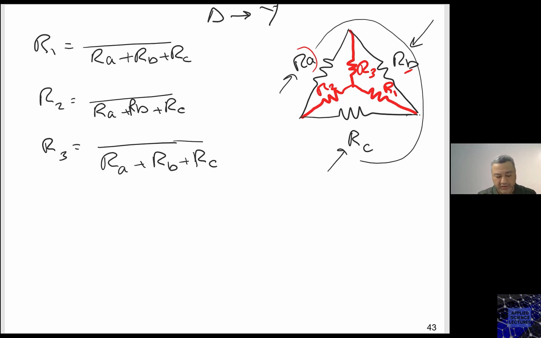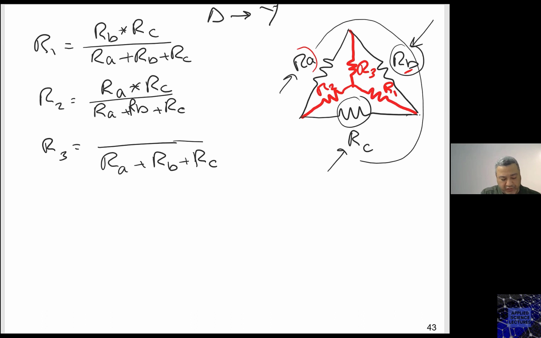Now, what about the numerator? R1 is basically the product in the numerator of the two adjacent resistors, which is this one and this one. So here is RB times RC. What about R2? The adjacent ones are RA and RC. So here is RA, RC. What about R3? R3 is RA and RB.